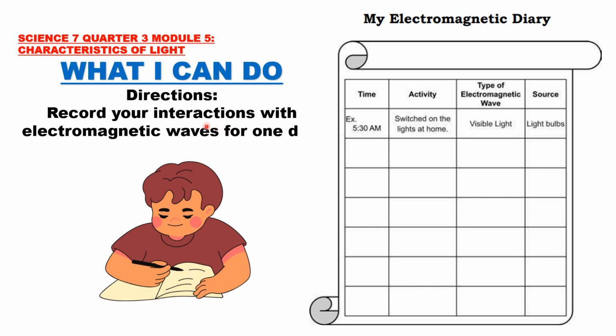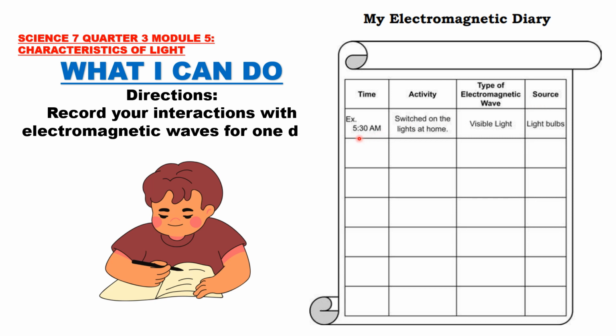Next, what I can do. Directions. Record your interactions with electromagnetic waves for 1 day. So, the title of this activity is My Electromagnetic Diary. So, first column, time. Second column, activity. Third column, type of electromagnetic wave. And last column ay source.